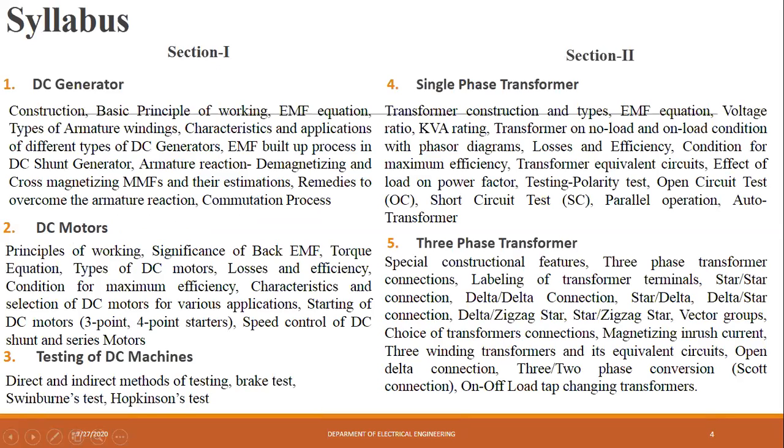In the syllabus we will see the DC generator, which has construction, basic principles as well as the EMF equation, types of windings as well as characteristics, and applications of different types of DC generators. Then the concept of armature reaction as well as commutation, the cross magnetizing MMF, and how we can improve armature reaction and commutation, all those things we are going to see in a DC generator.